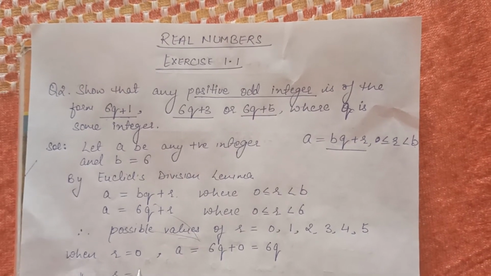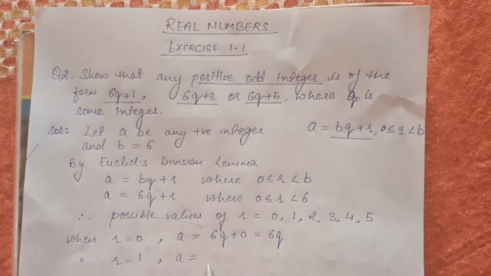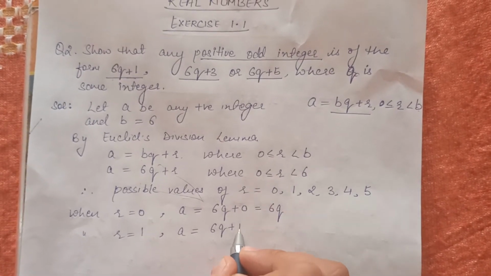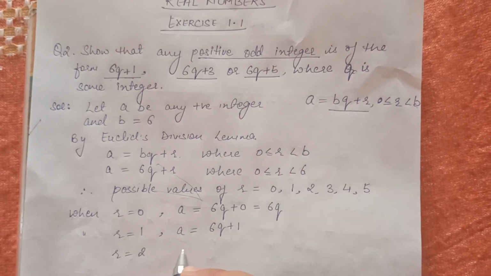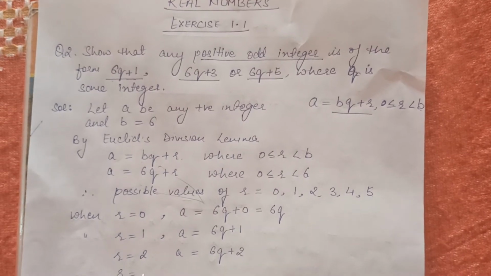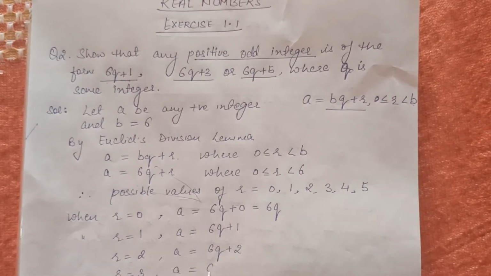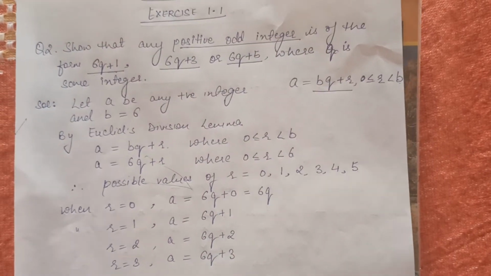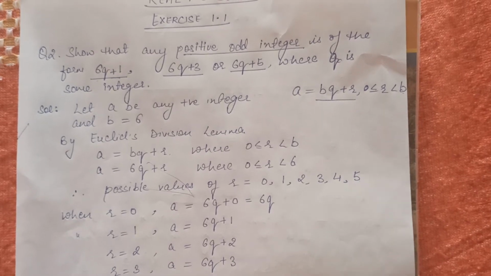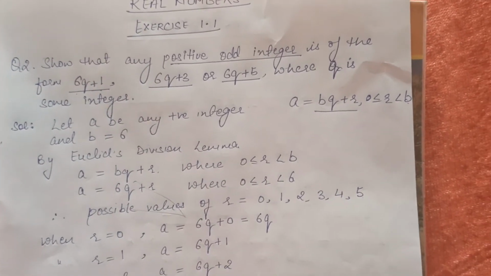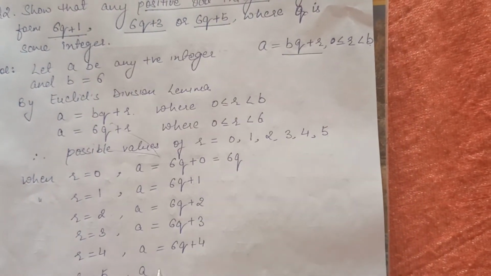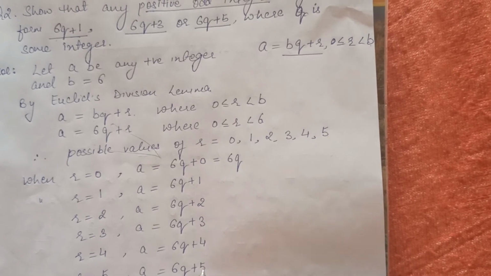When r is equal to 1, a is equal to 6q plus 1. When r equals 2, a is equal to 6q plus 2. When r is 3, a is 6q plus 3. When r is 4, a is equal to 6q plus 4, and similarly when r is 5, a can be 6q plus 5.